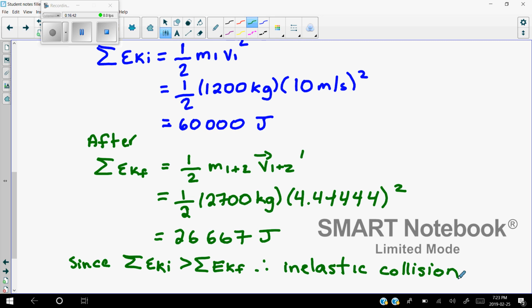So if they are not exactly equal, then that means that it is not going to be an elastic collision. It is inelastic, which means that some energy has been lost to something other than movement, whether that might be friction or sound or light. It's been lost.